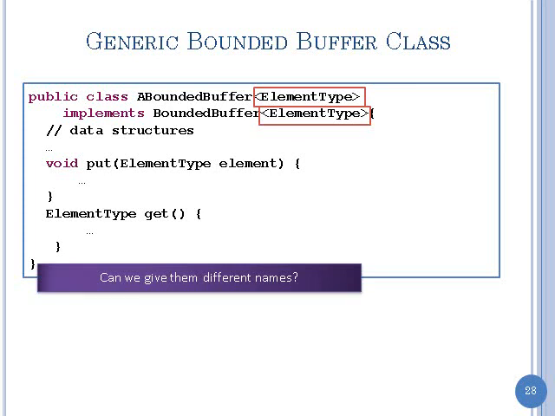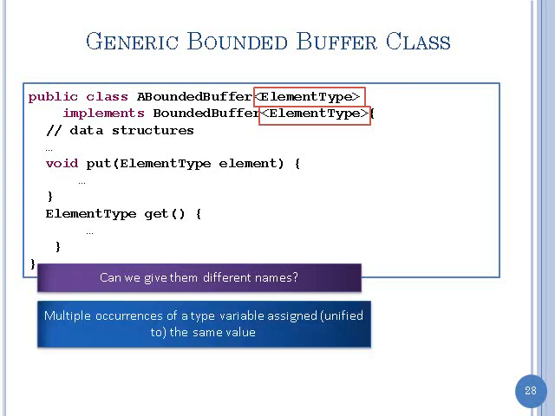So if I say element type 1, and I say bounded buffer element type 2, what would happen? Because during elaboration, there is no element type. It says, where's the element type 2?